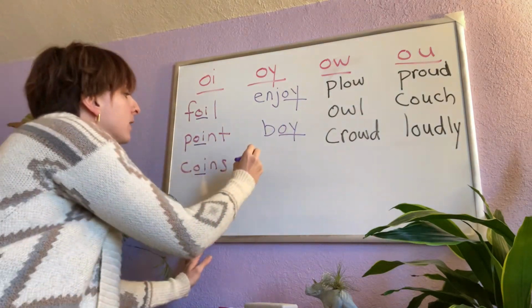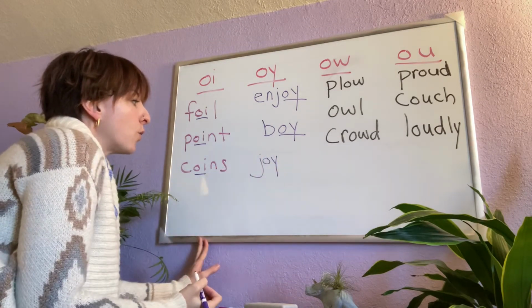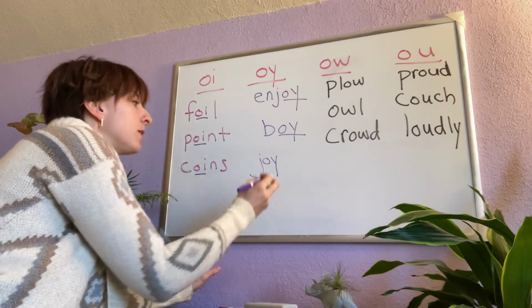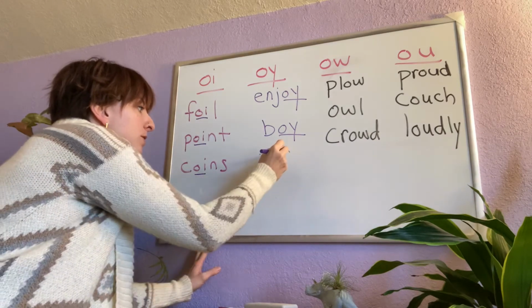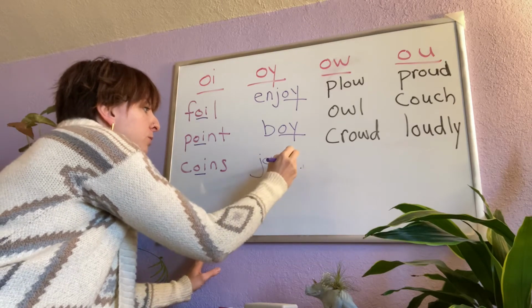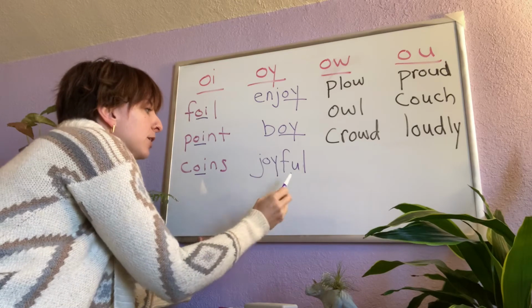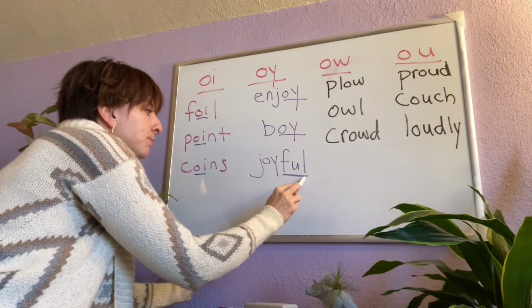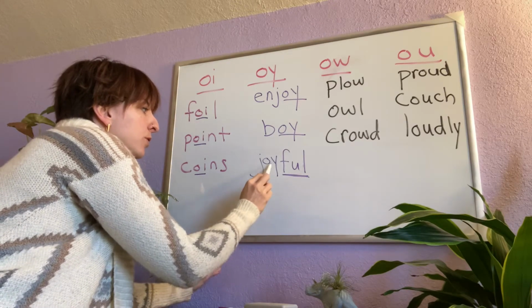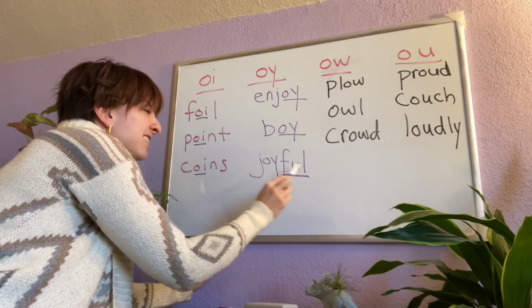Sometimes, I'm going to write this word. I have a root word, joy. There's the diphthong oi. But I'm going to add a suffix to it, full, F-U-L, which means full of joy. Now you might say, the oi here is in the middle of the word, it's not at the end.